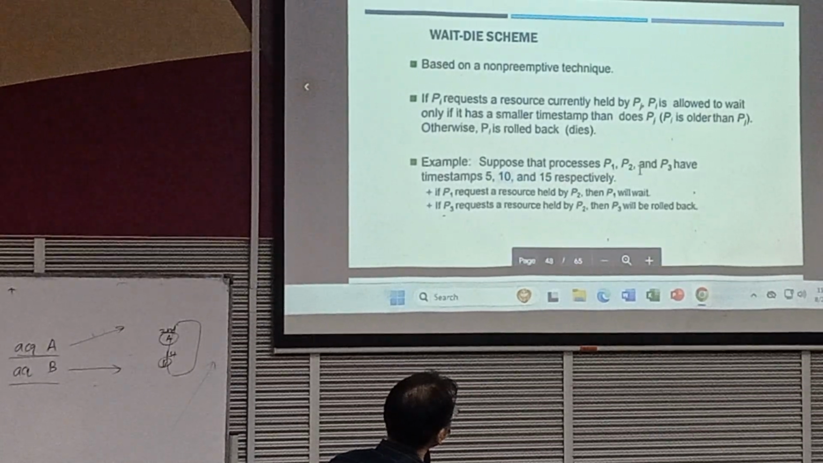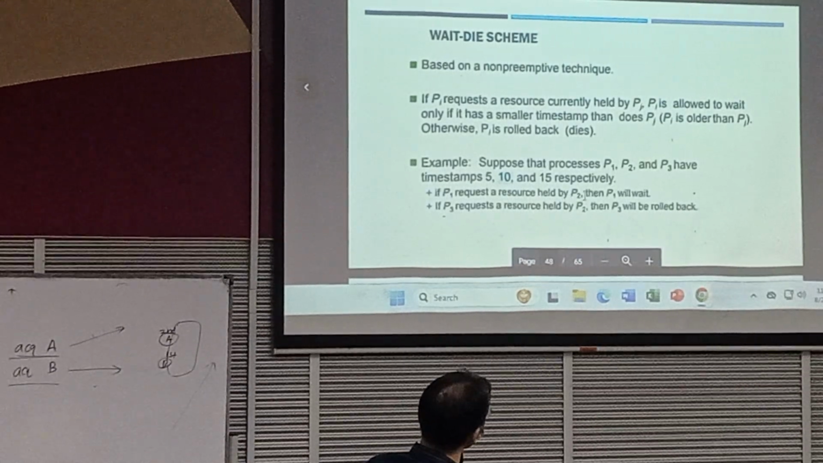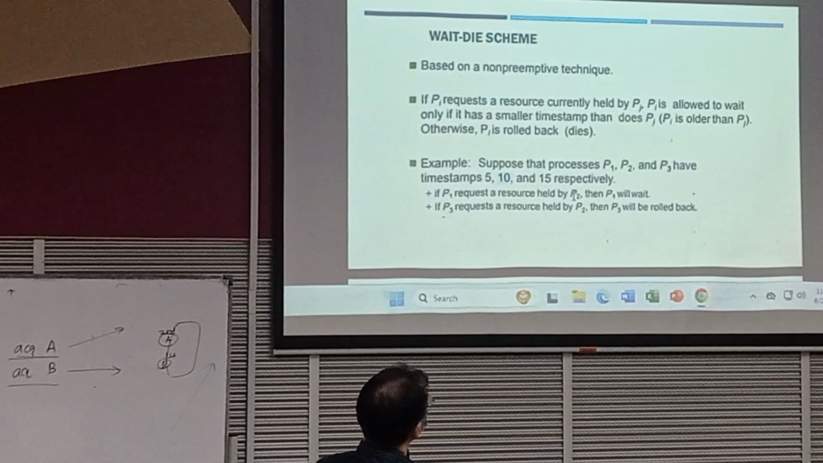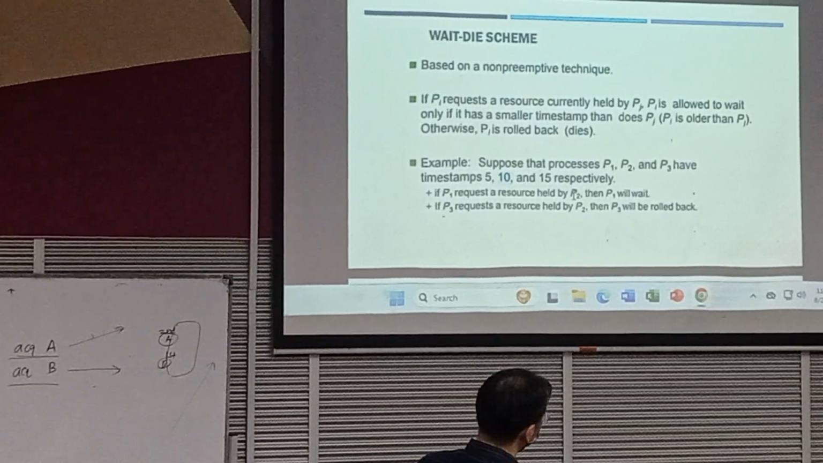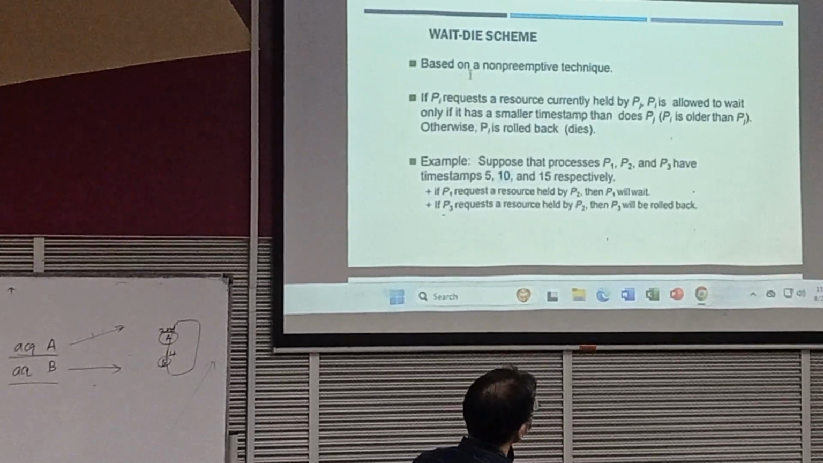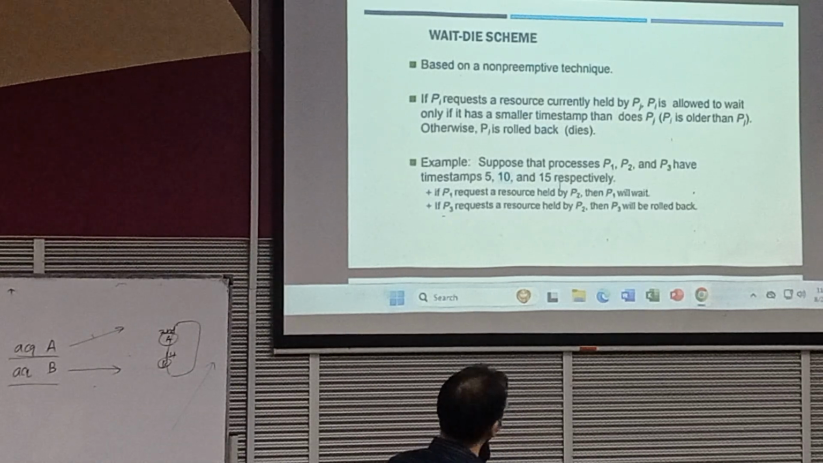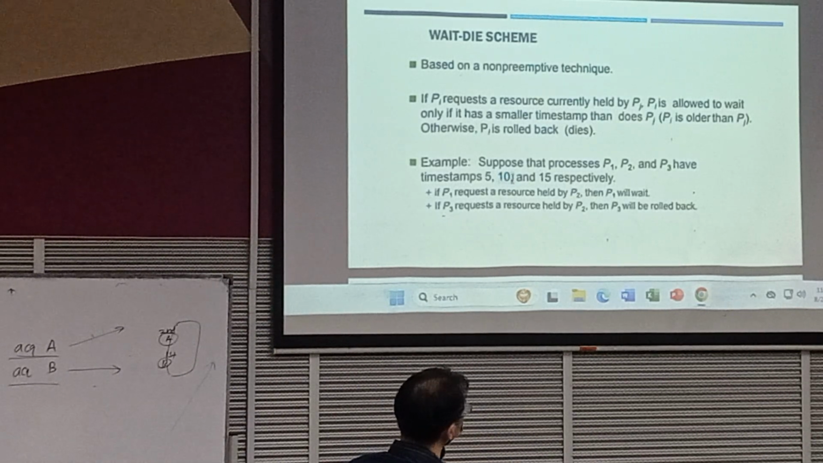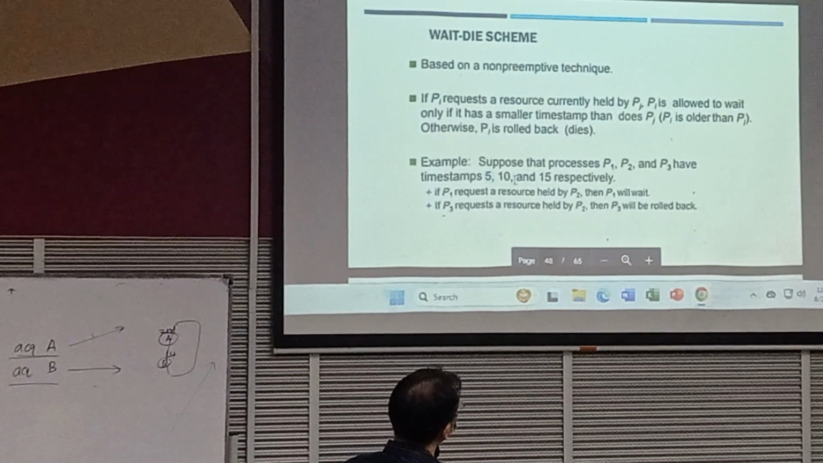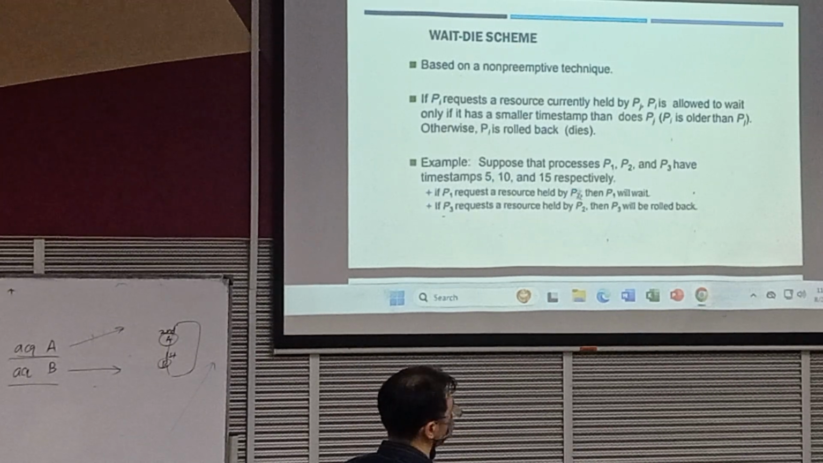If P2 already acquired it, all right? In this scheme, it chooses the older process. The process with the older timestamp will have to wait. Let's say P2 requests at time 10, and then P1 is 5. Then P1 will have to wait for P2 to complete.